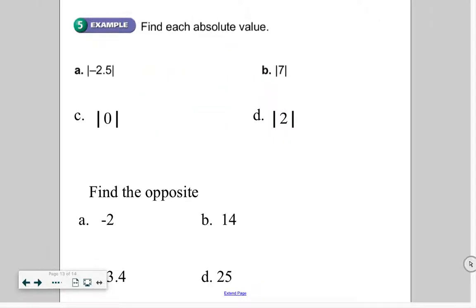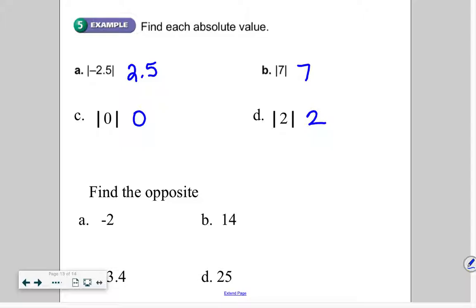Find each absolute value. What does absolute value mean again? The number's distance from 0. So the absolute value of a negative 2 5/10 is what, everybody? 2 5/10. Over to B, absolute value of 7 is 7. Absolute value of 0. 0 is 0 units from 0. And number D, absolute value of 2 is 2. Can absolute value ever be negative? No, it cannot. Distance is never a negative value.